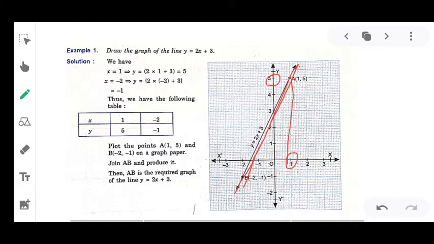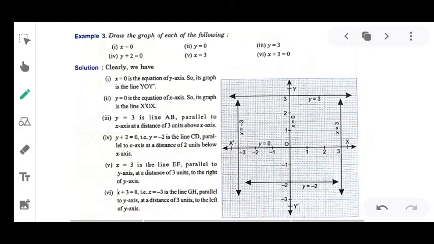Clear? So the next question, draw the graph of each of the following: x equal to 0. Only x equal to 0. If x equal to 0, that means the graph for x equal to 0 will be the y axis only. Like that, if y equal to 0, then the graph for y equal to 0 will be the x axis. Clear?